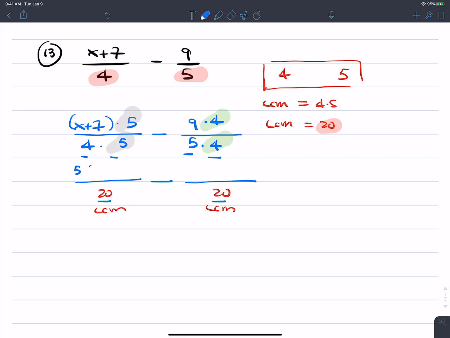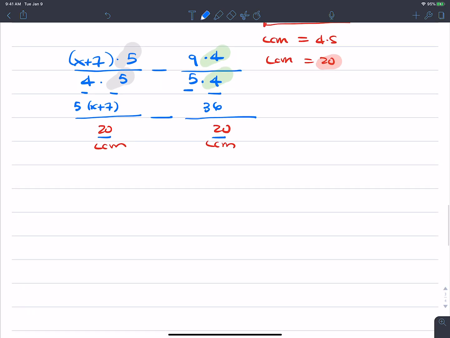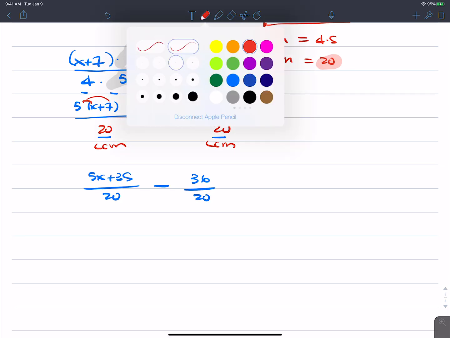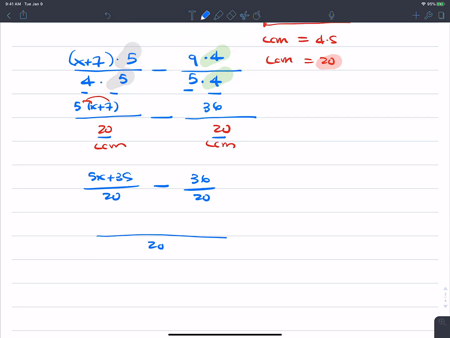Here, the first fraction is 5 times x plus 7, where we're going to have to use the distributive property. The second fraction as a numerator has 9 times 4, which is 36. So we'll have 5x plus 35 over 20 minus 36 over 20, because we did use the distributive property. So now we get to simply add or subtract our numerators because these fractions are now like, and the LCM here, which is 20, is our new denominator.